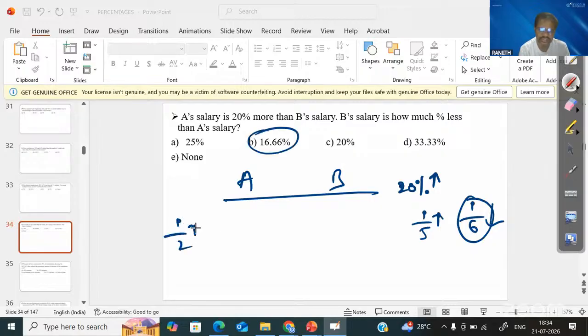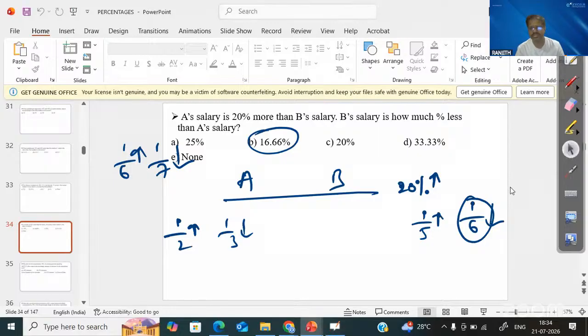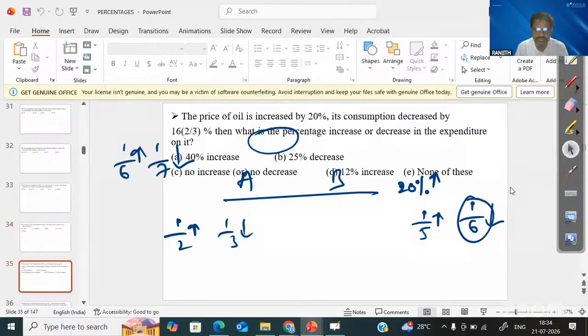If 1 by 2 is increased, we need to decrease 1 by 3. If 1 by 6 is increased, 1 by 7 we need to decrease. In this case, 20 percentage is more, so 16.66 percentage has to be decreased.